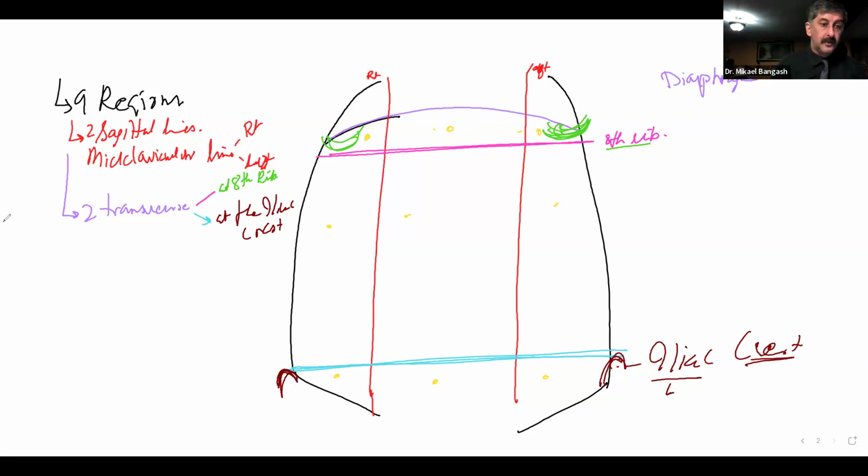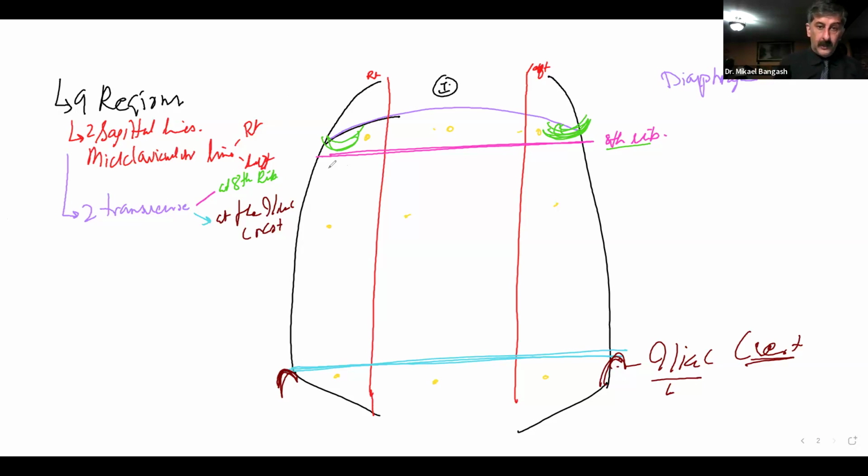Now it just comes to, okay, labeling these regions here. Just to make it clear, this patient here was facing us. So what is on our right side is going to be the patient's left, and what is on our left side is going to be the patient's right.